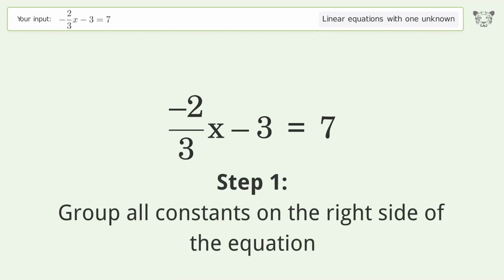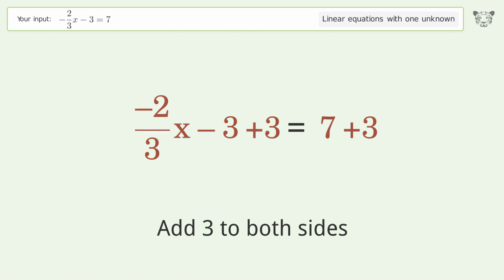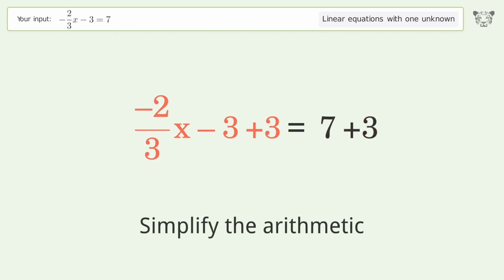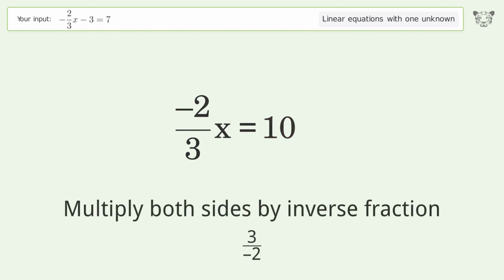Group all constants on the right side of the equation. Add 3 to both sides. Simplify the arithmetic. Isolate the x. Multiply both sides by inverse fraction 3 over -2.